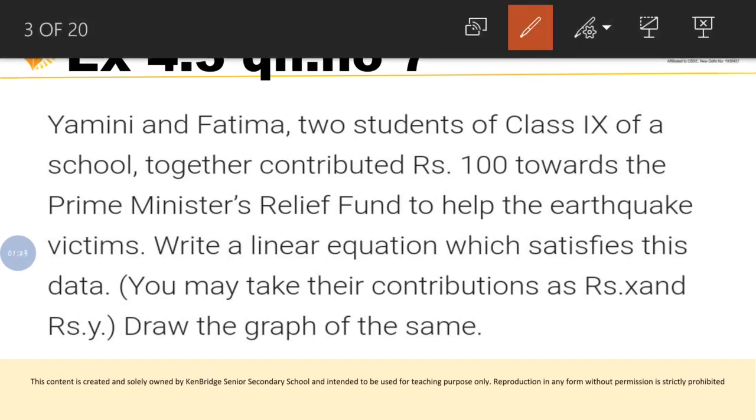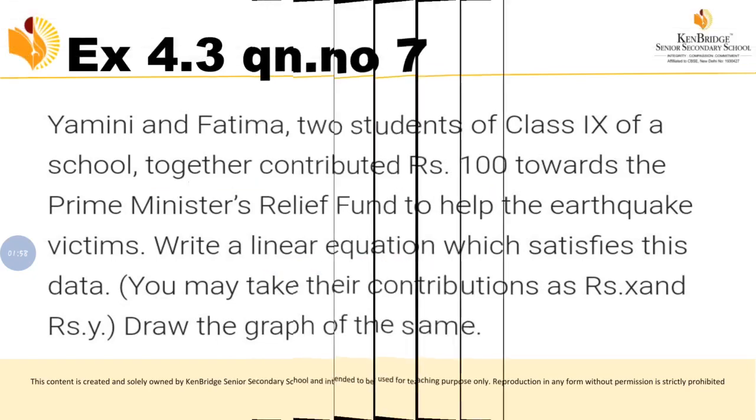So what they have given: there are two students and together they contributed rupees 100. Just make a note, students. Okay, and we have to write the linear equation which satisfies the given data, and we have to draw the graph of the same. So we are going to do two things. First we are going to write the linear equation, and then we have to draw the graph of the same. So let's see how to solve this.